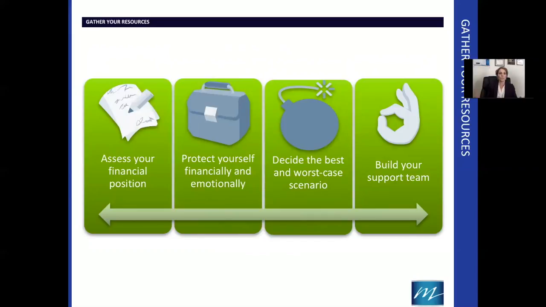The next thing you need to do is protect yourself financially and emotionally. That's something you need to be thinking about sooner rather than later. How do I make sure that I'm protected? Protecting yourself financially means not spending too much money. If you cannot afford to spend $10,000 on an attorney because you need to move and you have nowhere to live, then by all means don't do it.